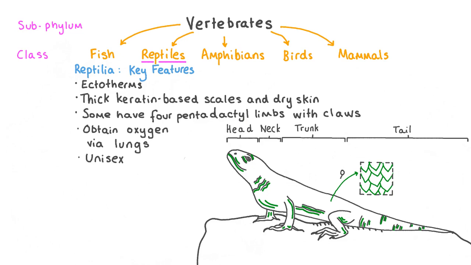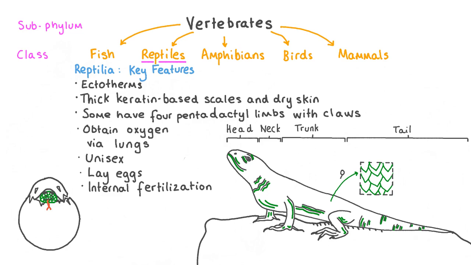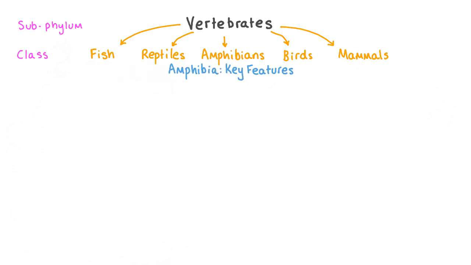Most reptiles are unisex, and like fish, the females usually lay eggs to reproduce. Unlike fish, however, reptiles reproduce via internal fertilization within the female's body. The eggs produced by reptiles may either be thick and calcified, or soft and protected by structures like nests built by the parents. Let's take a look at the key features of class Amphibia next, commonly known as amphibians.